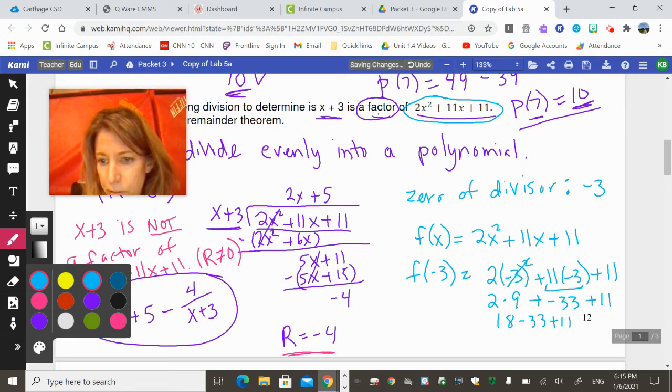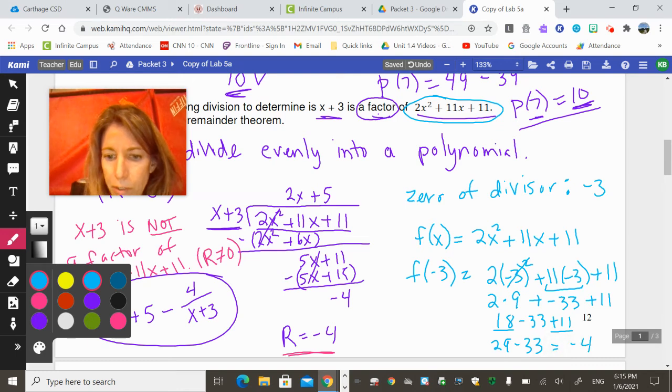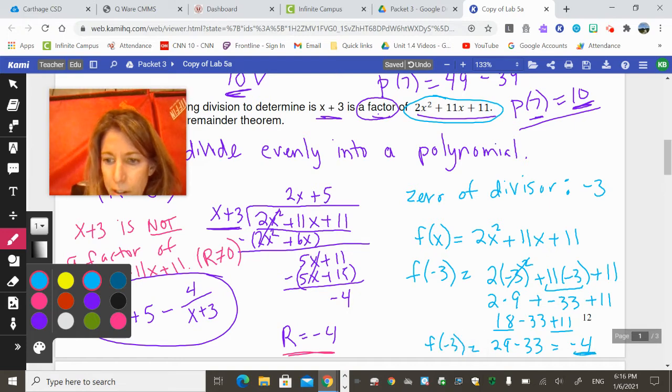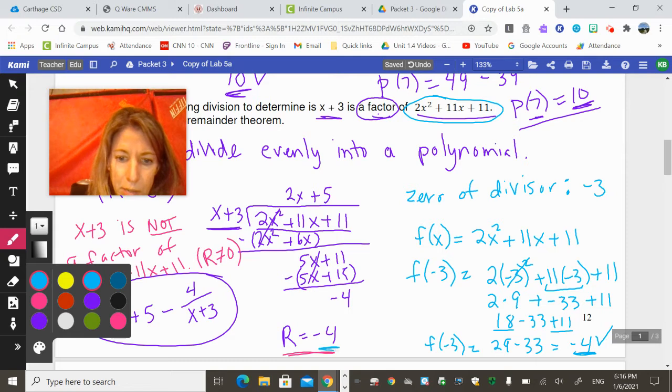Then I could do 18 and 11. That's 29 minus 33, and that is negative 4. So this f of negative 3 is negative 4, and that's a check because that's the same remainder I got when I did long division.